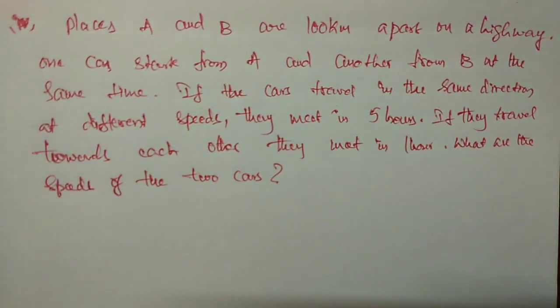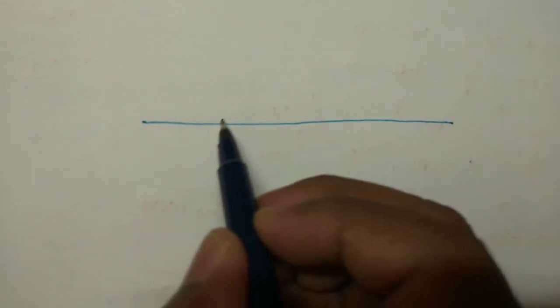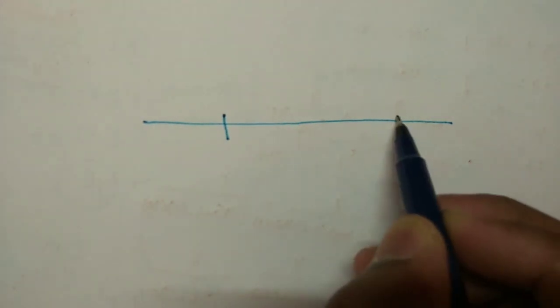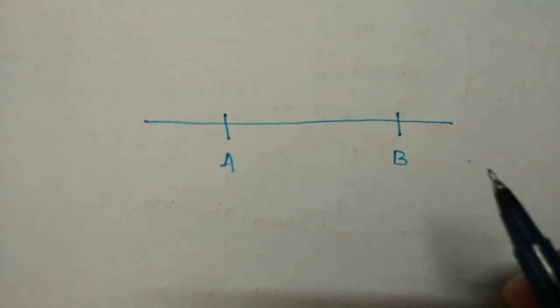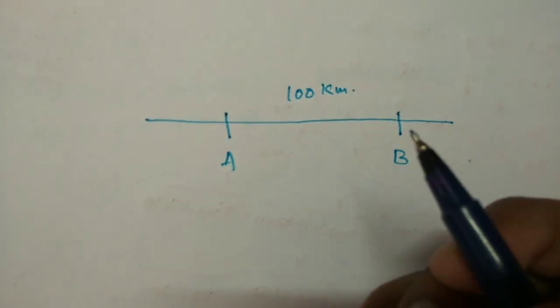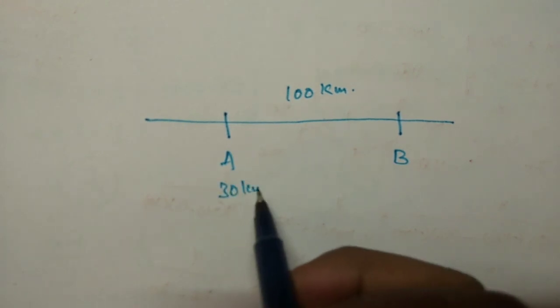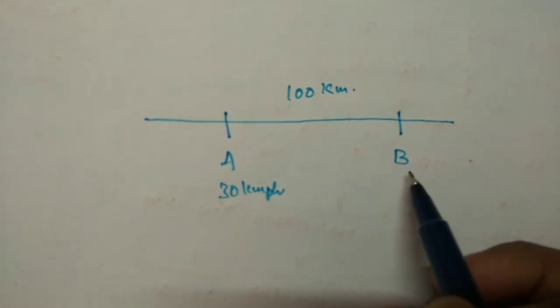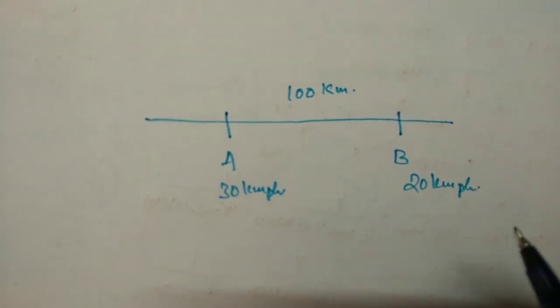Before we solve this question, let us try to understand this concept. So this is highway. There are two cars that start from two different points. Let it be A and B. The distance between these is 100 kilometers. Suppose car A speed is 30 kilometers per hour. Second car speed at B is 20 kilometers per hour.